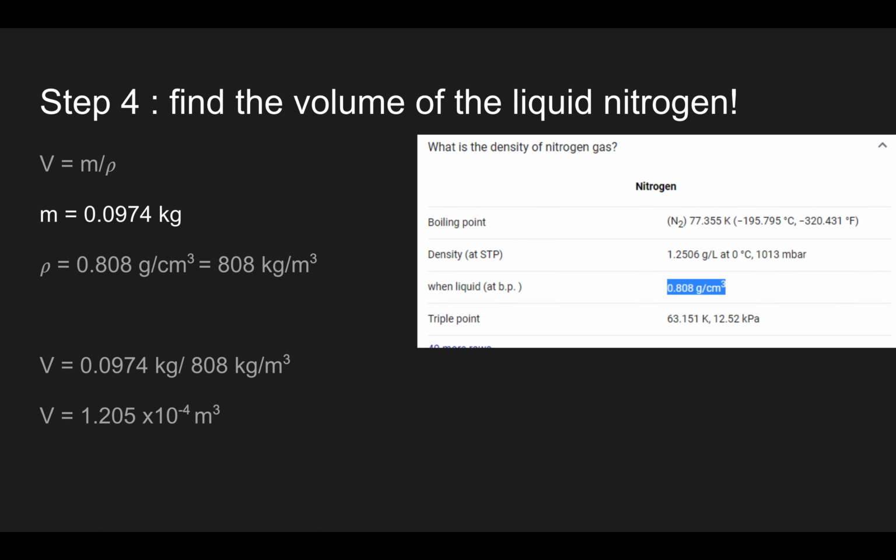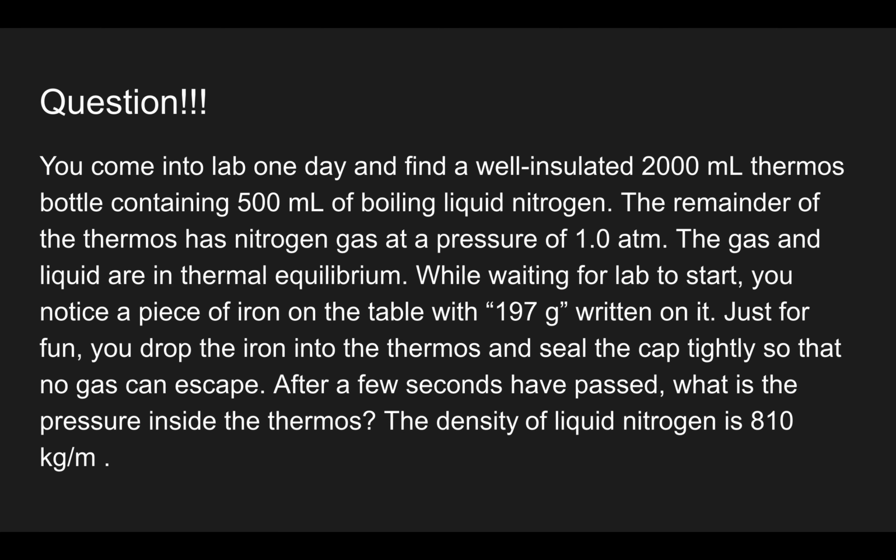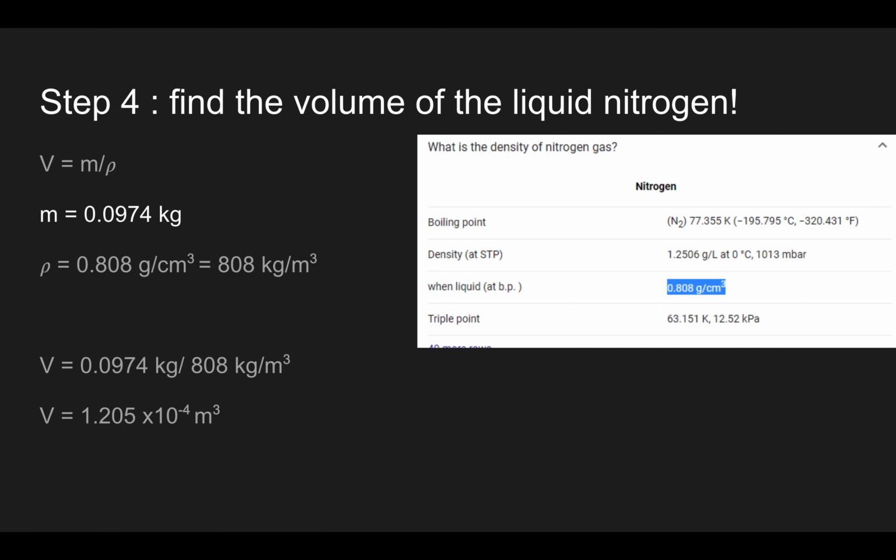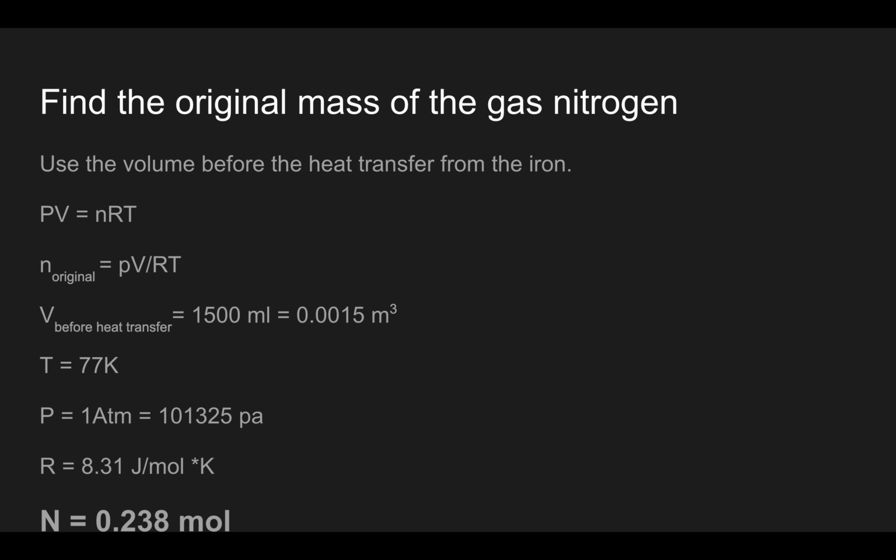Cool. Now we find the volume of the original liquid nitrogen. We use V equals mass over density. We know the mass is 0.0974 kilograms, and we know the density is 808 kilograms per meter cubed. They gave us this in the beginning, but I forgot to use it, the 810, so I looked it up, which is kind of clumsy of me. But whatever, we're just going to use the 808 because that's what Google says, and Google's always right. We plug that straight into our volume equation, and we get 1.205 times 10 to the negative fourth meters cubed. Oh my god, this problem sucks. Great, so now we have the volume.